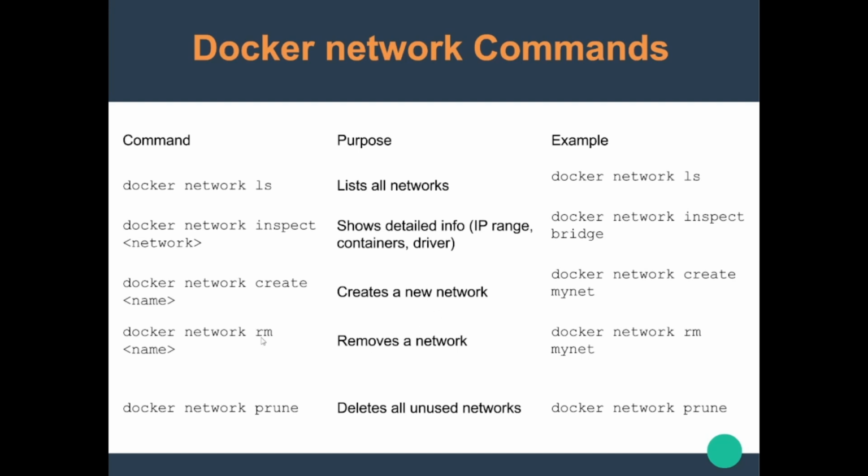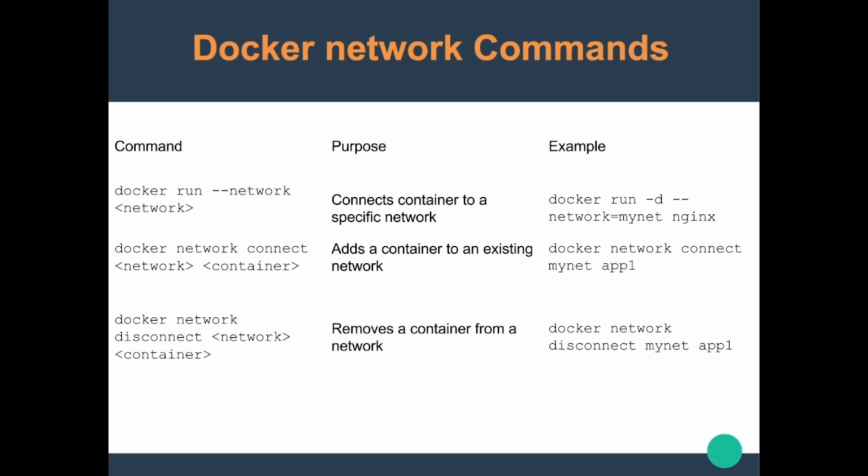We can remove a network as well. These networks can be a bridge network, a host-only network, or maybe no network between the Dockers. And here we have deleting all unused networks. For that, we can use docker network prune. It will delete all the unused networks. So this is a very lightweight plug-and-play thing that we can apply to our Dockers.